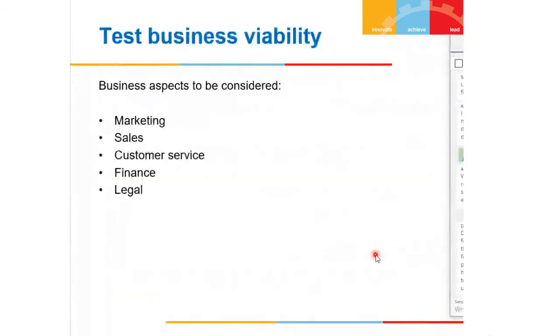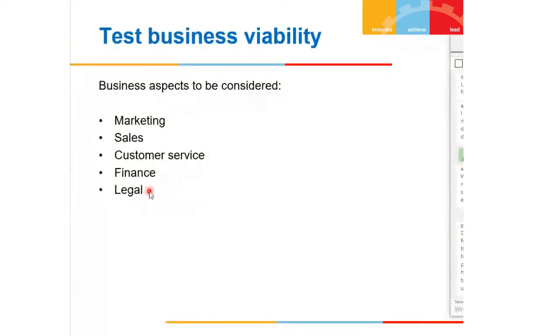Then coming to testing the business viability. Here there are many aspects that we have to test. We have to check the risk against each of these. There could be a marketing risk, a selling ability risk, a customer service risk, whether we're capable of providing the kind of customer support that is required, a finance risk, do we have enough funds, do we have a good business model, and finally, the legal risk.